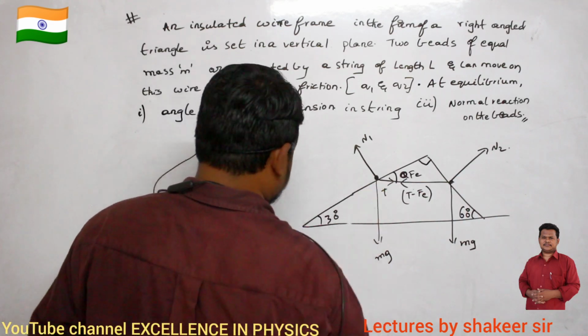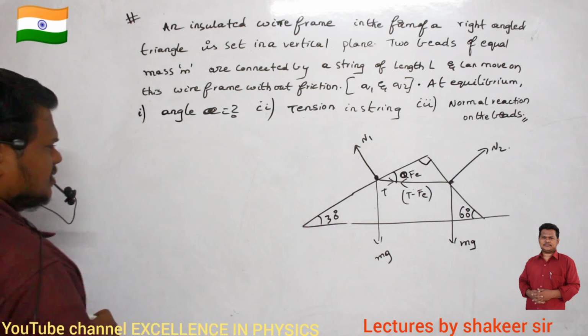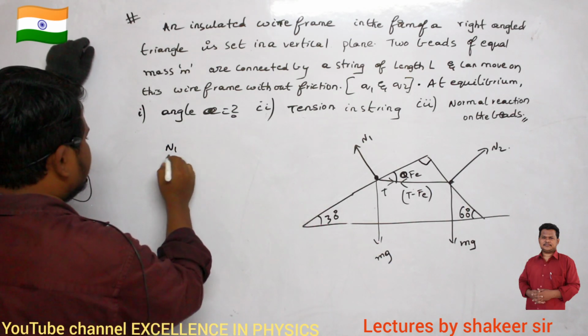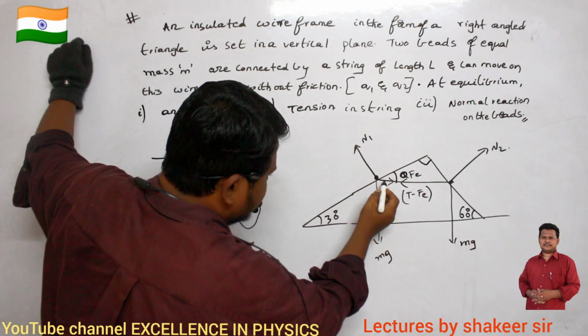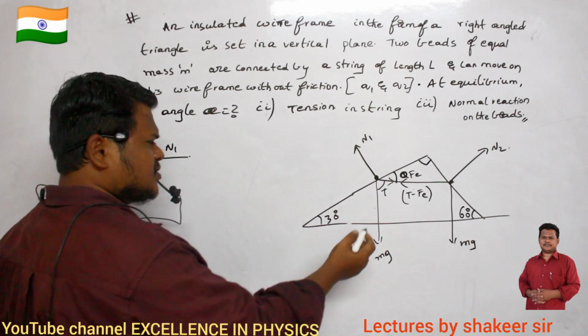This is our first charge. Clear? So on the first charge, how many forces are acting? Let us see. Clear, no? So N1 divided by sine of the opposite angle. The opposite angle is this one, no? This is the opposite angle. So can you say how much this opposite angle will be?